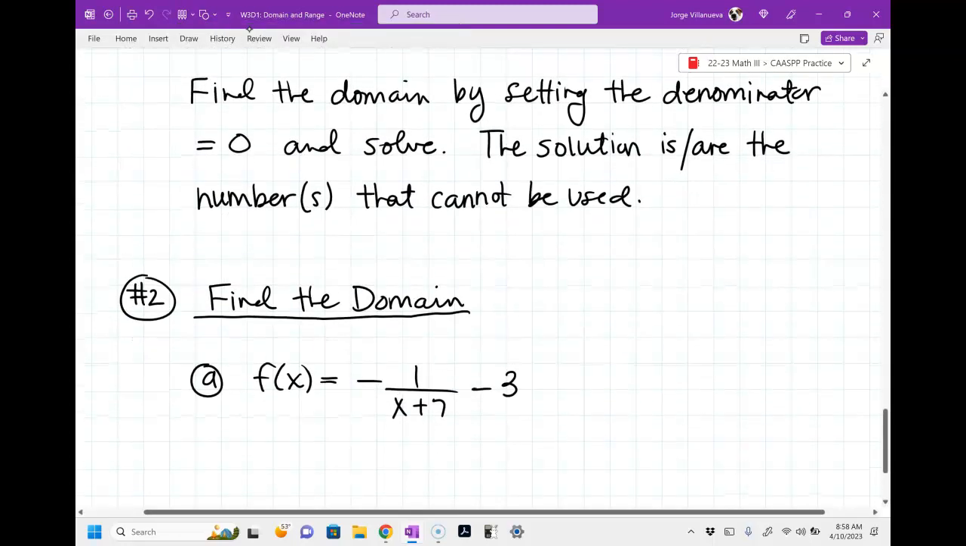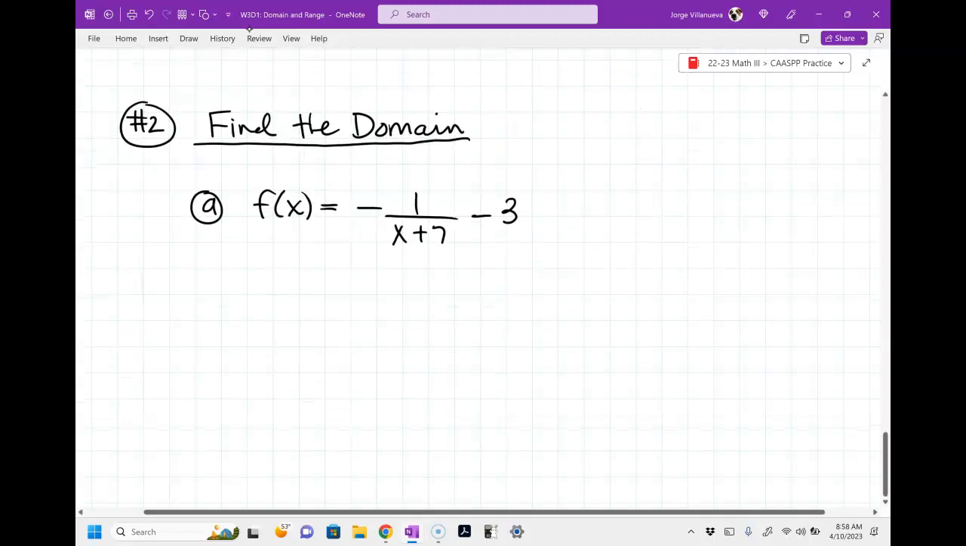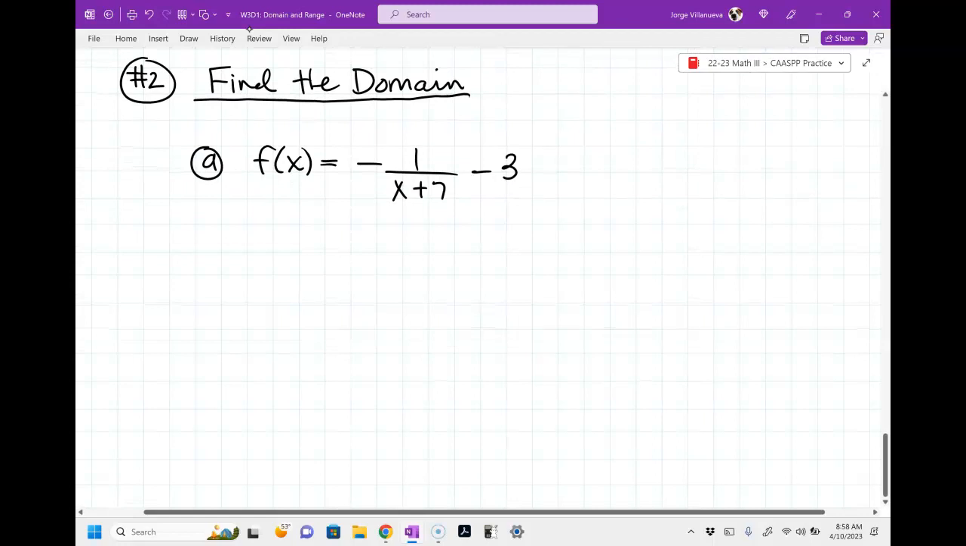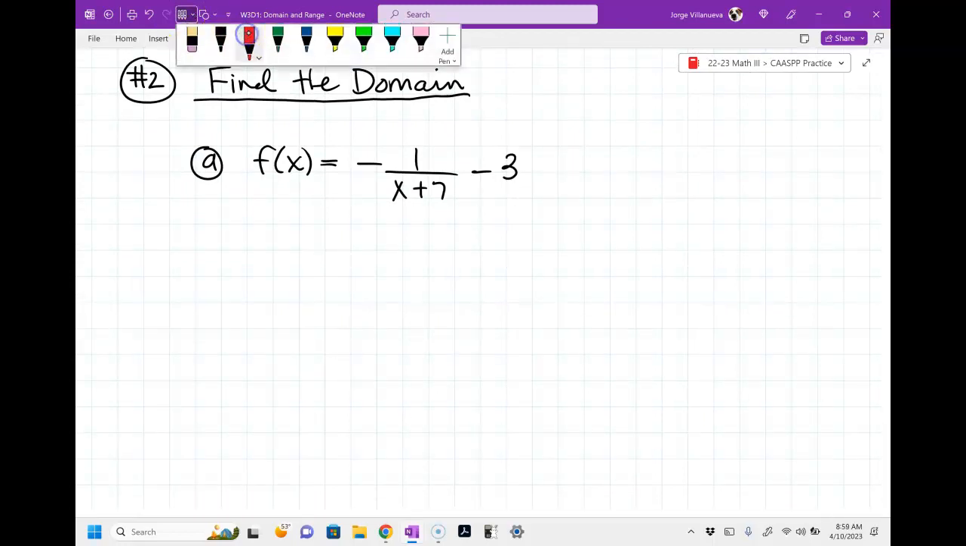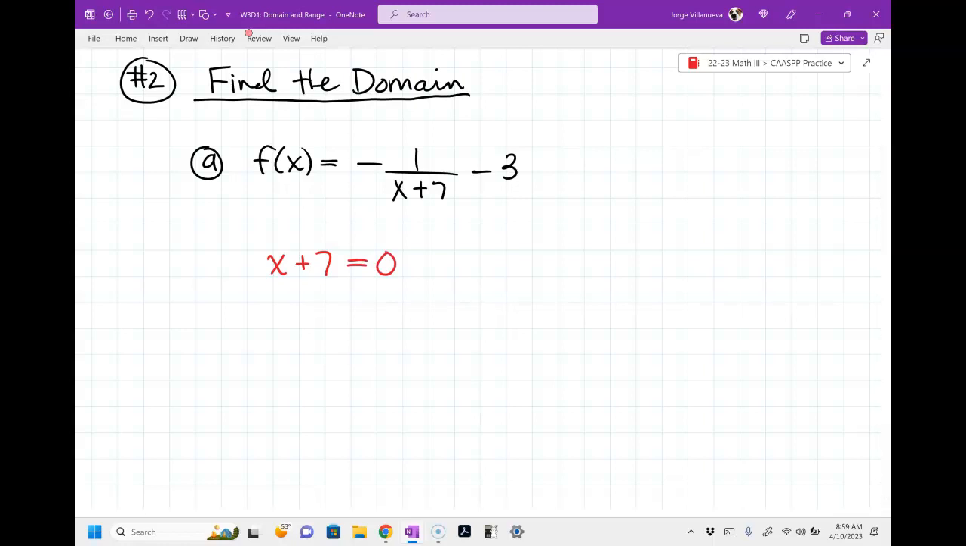If you look at the definition, the domain, but we're going to look at the denominator, right? Look at the denominator. So what's my denominator? X plus 7. So all I'm going to do is get x plus 7, set it equal to 0, because that's what I told you you're supposed to do. Solve. So x is -7. That's not my domain. That's what my domain cannot be.